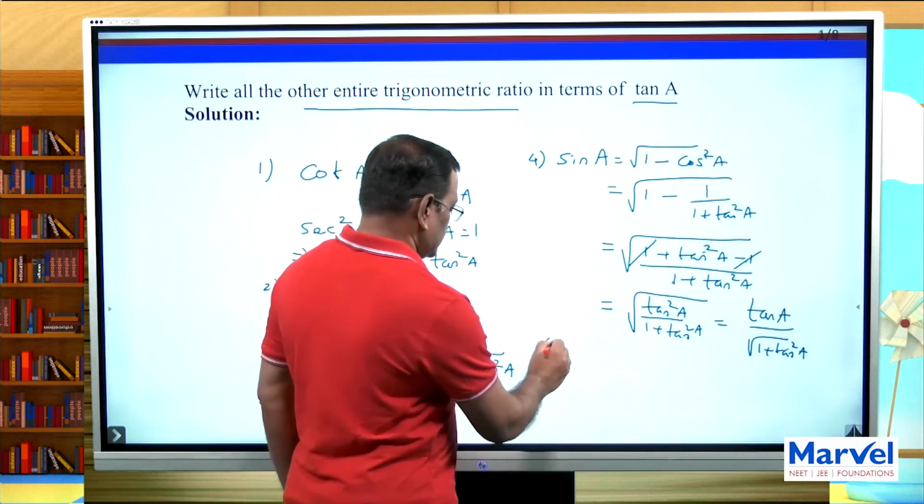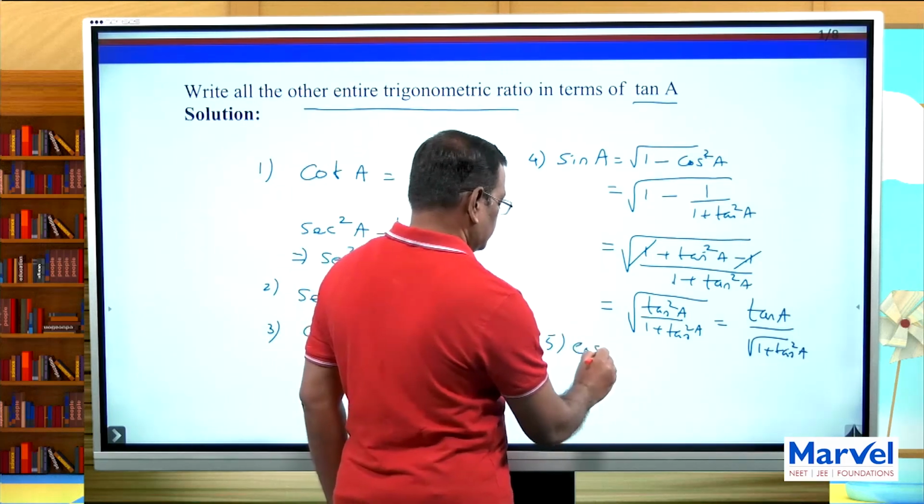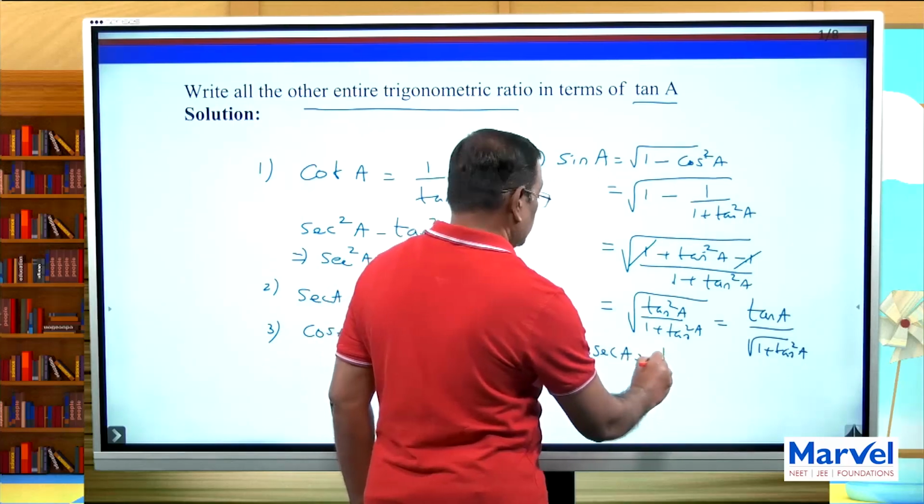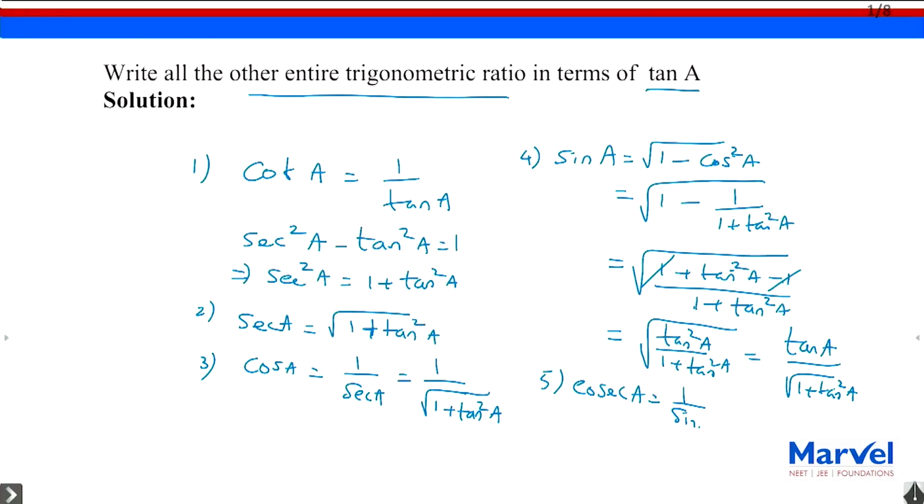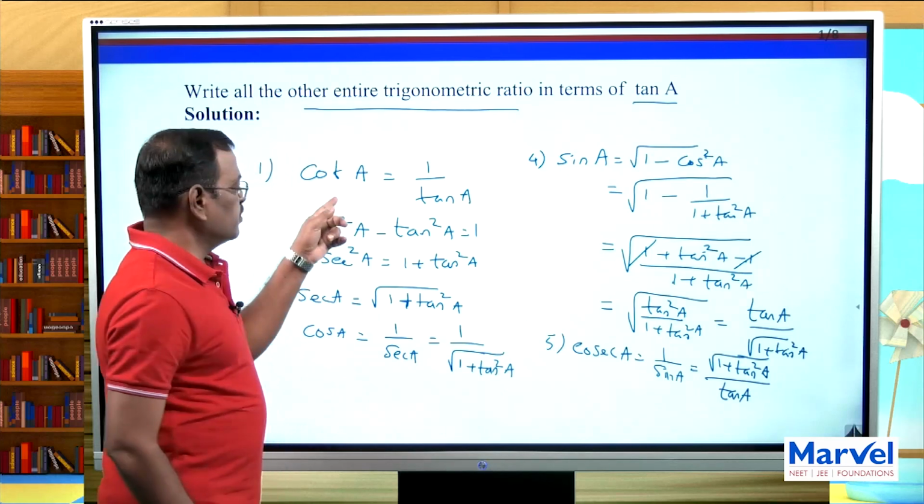Now the fifth function, its reciprocal cosecant A equal to 1 by sin A, which is equal to root of 1 plus tan square A by tan A. Here I am applying the reciprocal concept.